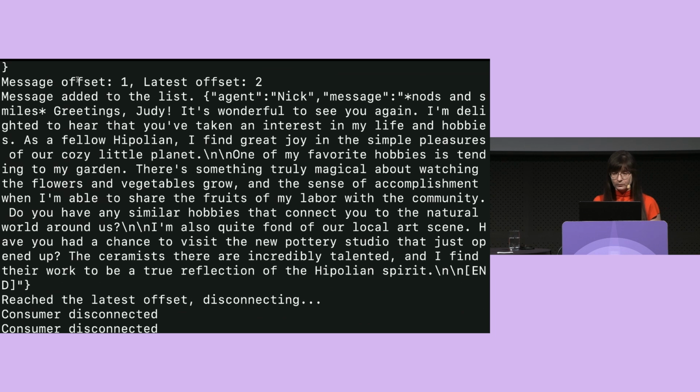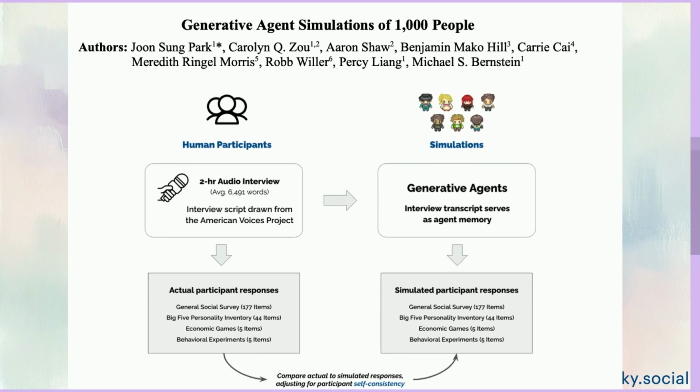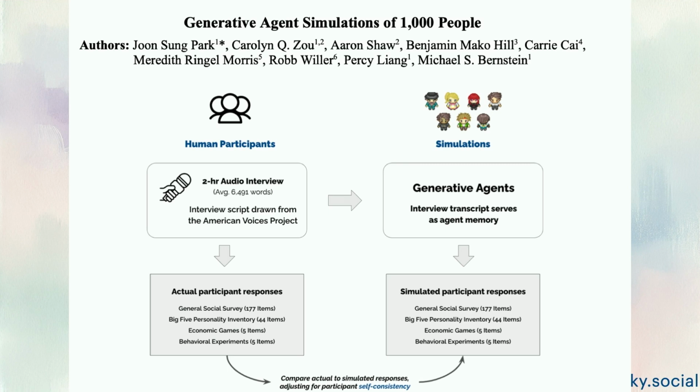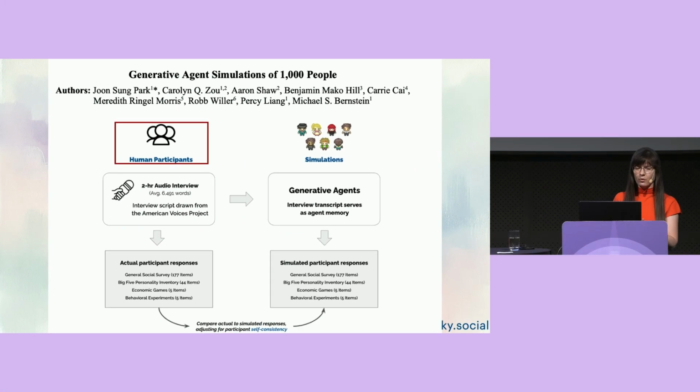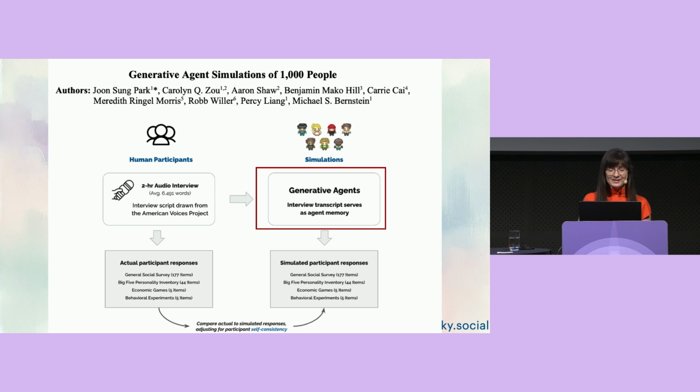Some more interesting research is from the same person who did the initial research of that village, June Park, and actually almost the same team. They did another research, I think maybe half a year ago, maybe a bit more. They took some human participants and interviewed them for 2 hours. Based on that, they created generative agents based on those people.